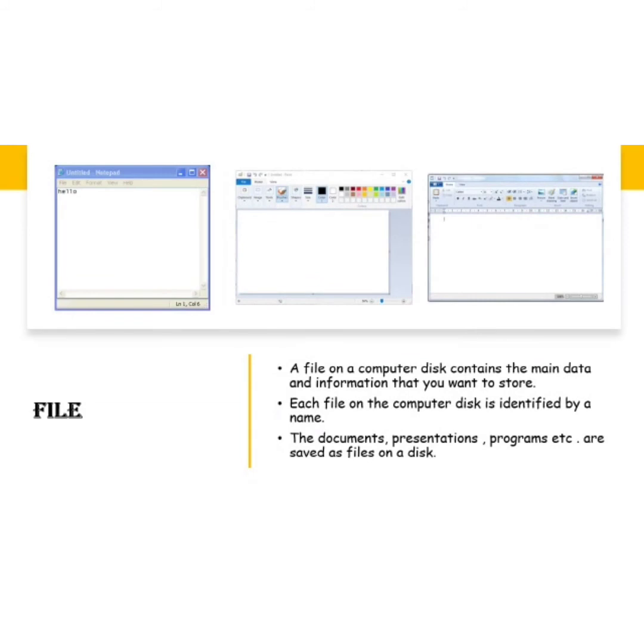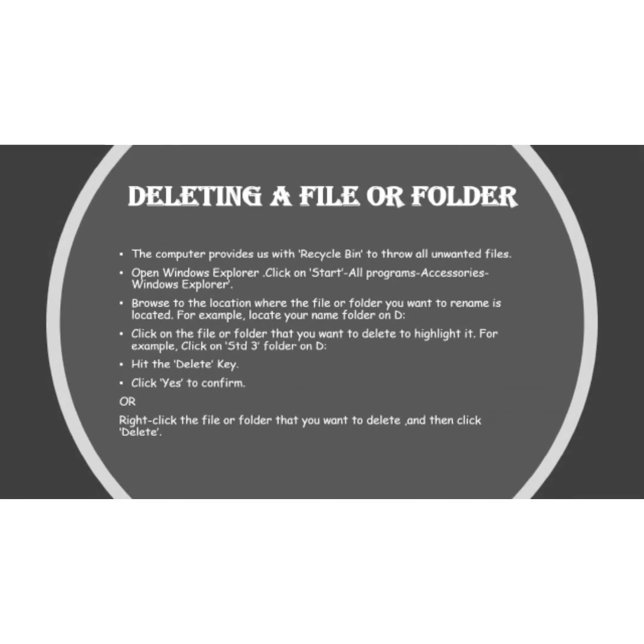Next, we will learn about file. A file on a computer disk contains the main data and information that you want to store. Each file on the computer disk is identified by a name. The documents, the presentations, programs, etc. are saved as files on a disk. Now, we will learn how to delete a file or folder.